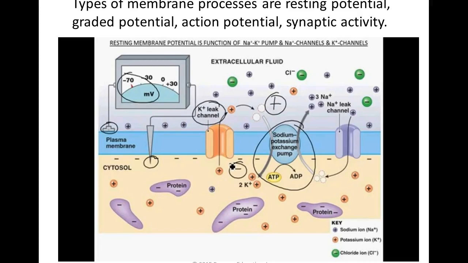Action potentials many times are the sum total of many, many graded potentials along the pathway of an axon. And then synaptic activity, which is where you have the release of neurotransmitters by the presynaptic neuron, or the presynaptic membrane of that neuron, and that produces a graded potential in the neuron at the other side of the synapse, the postsynaptic neuron, and then moving on after that.